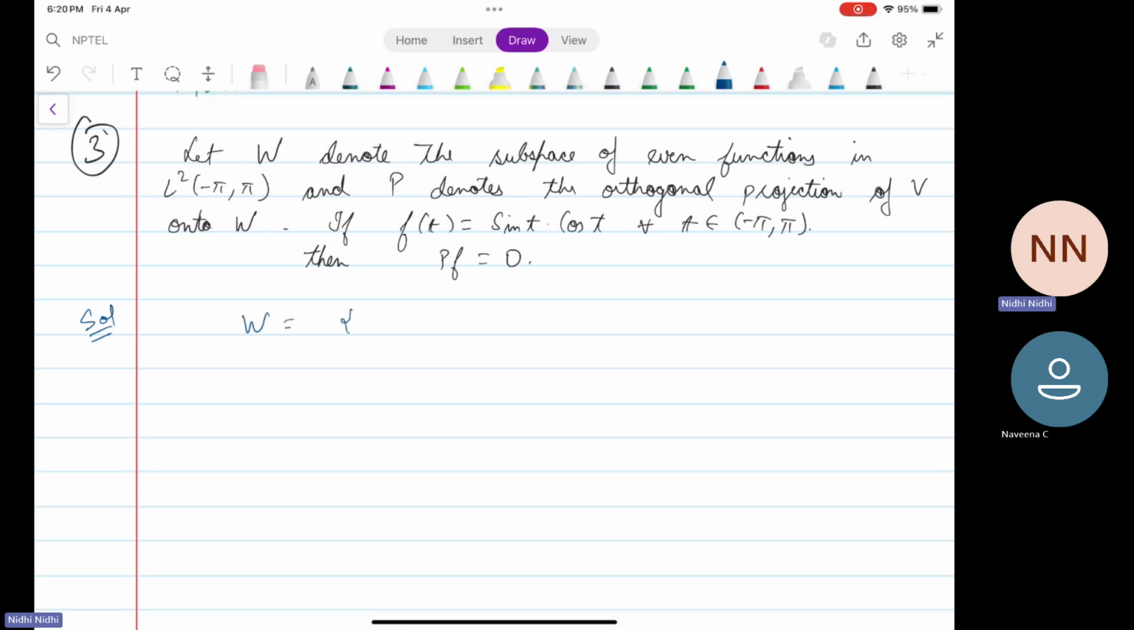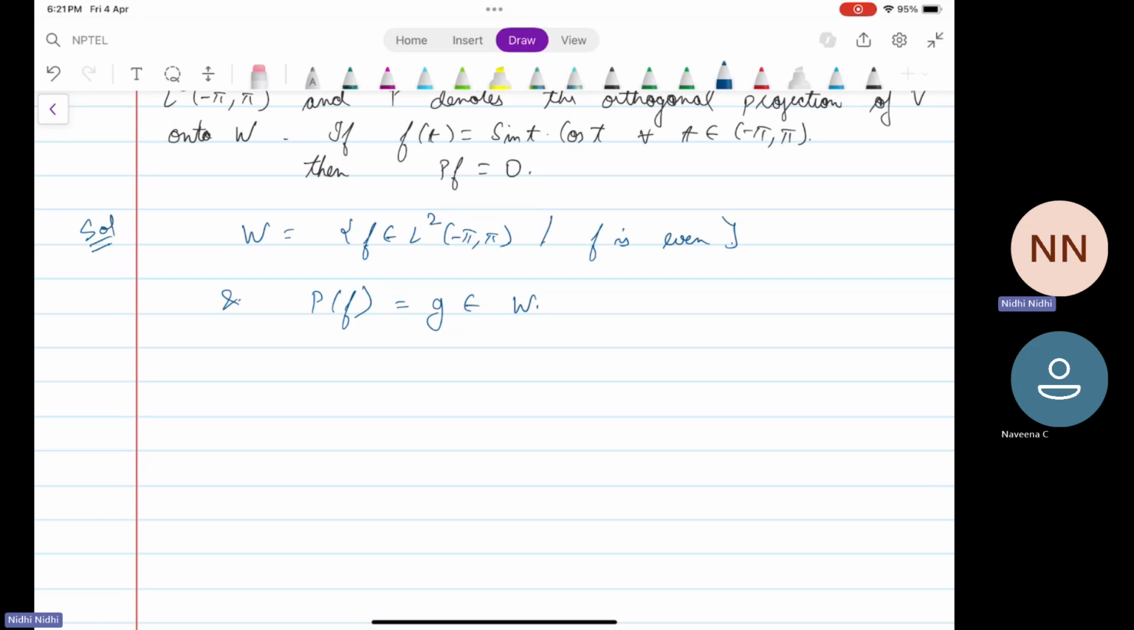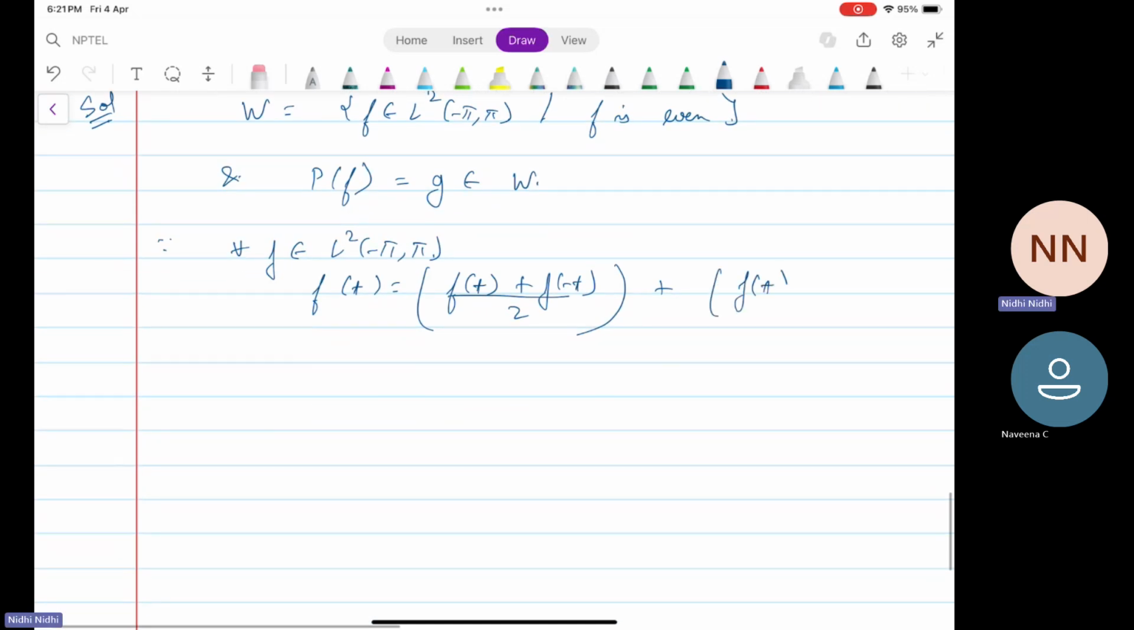Now, see, W is all those f in L2 minus pi to pi such that f is even. And P maps f to some g which is in W. Now, we all know that for every f in L2 minus pi to pi, I can write f(t) as f(t) plus f(minus t) by 2 plus f(t) minus f(minus t) by 2, where the first is an even function and the second is an odd function.